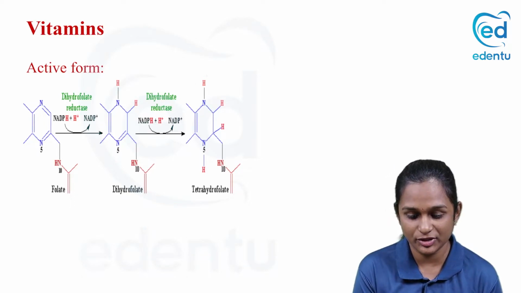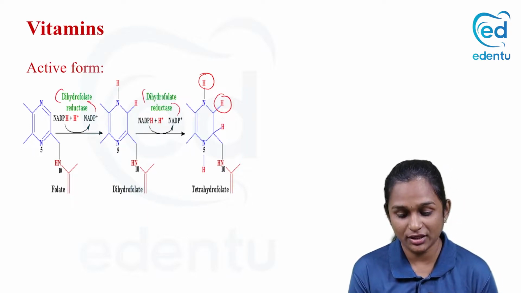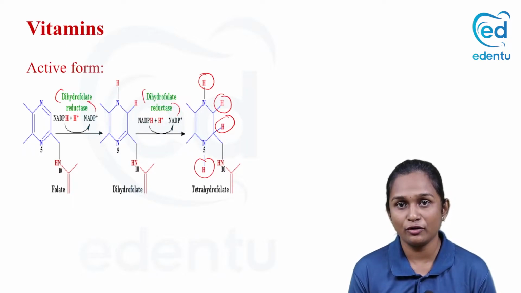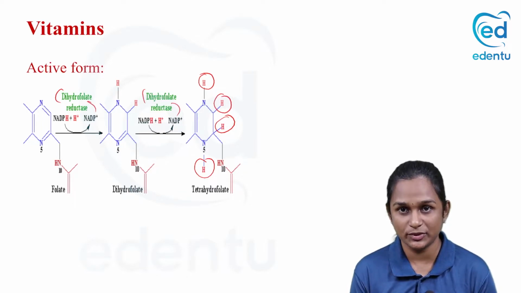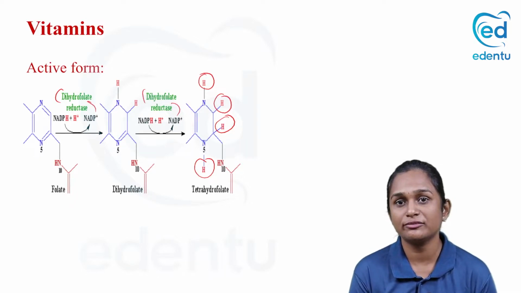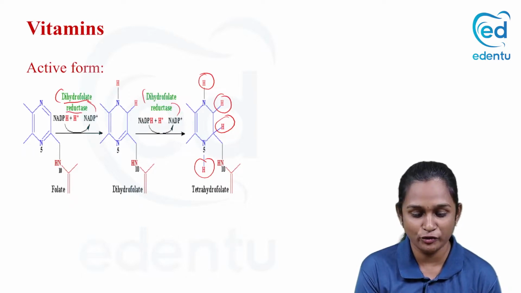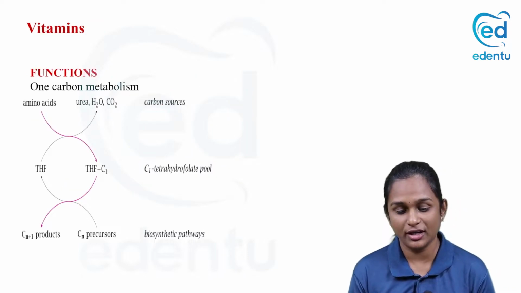Tetrahydrofolate. If you see in the picture, with the help of dihydrofolate reductase enzyme, tetrahydrofolate is formed from folic acid. Tetrahydrofolic acid is the active form of folic acid or vitamin B9, which is going to exert the biochemical function. How is folic acid converted to tetrahydrofolic acid? With the help of enzyme dihydrofolate reductase, it forms dihydrofolate. Then the same enzyme converts dihydrofolate to tetrahydrofolate.